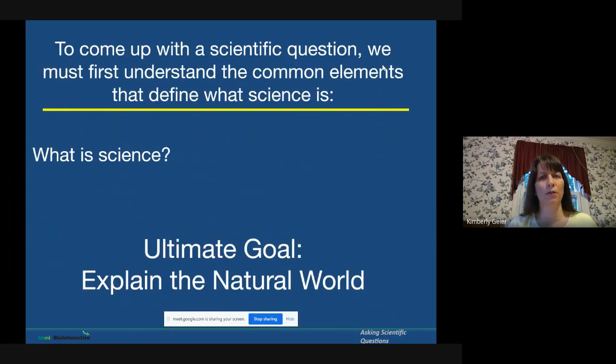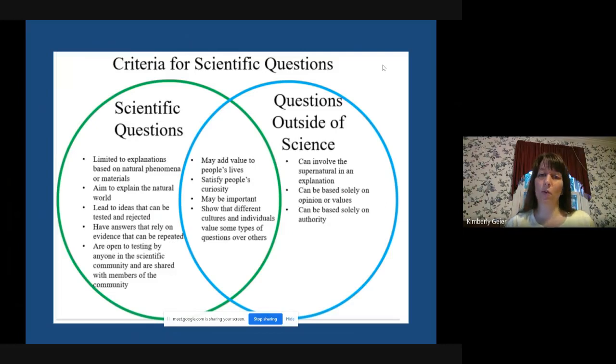Before we can come up with scientific questions, though, we need to tackle an idea of what is science. And you already thought about this in lab when you were trying to decide if your questions and your observations were scientific. Could they be answered using science? The ultimate goal of science is to explain the natural world. When you're trying to explain the natural world, there are scientific questions, and there are questions that fall outside the realm of science.